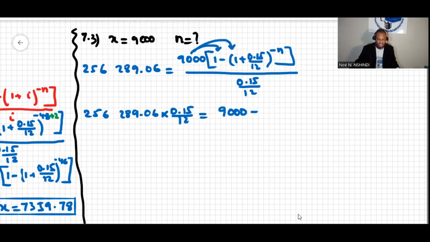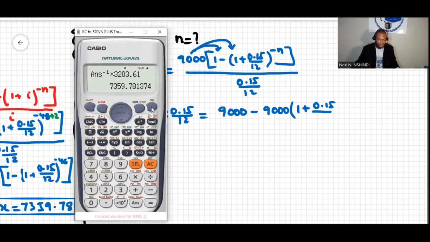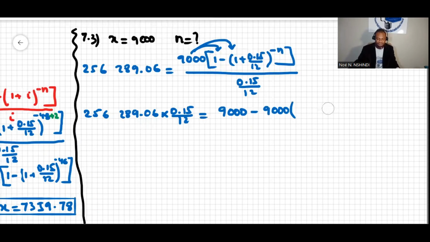So 9,000 minus 9,000 open bracket 1 plus 0.15 over 12. We can also calculate that. 1 plus 0.15 over 12 is equal to 81 over 80. Let's leave it as a fraction, 81 over 80. I prefer to leave it as a fraction to be more accurate, to the power of negative n.